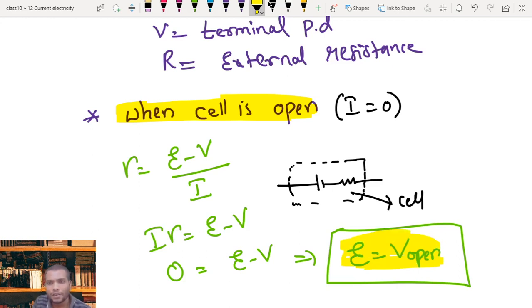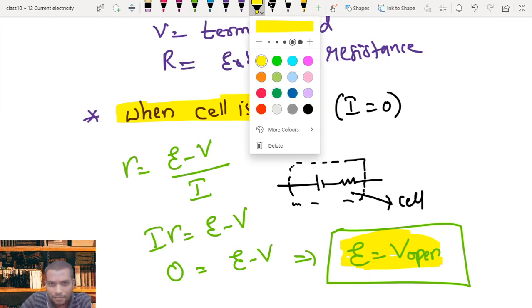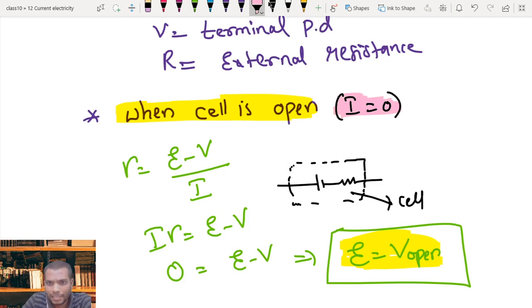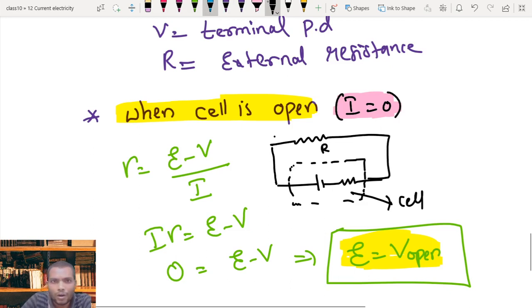How do we define EMF? If there is no external load connected, the potential difference across the cell is defined as the EMF of the cell. So when there is no external load connected, obviously the current value becomes 0. That is what happened here, I equal to 0. It means this external load, this load R, is not connected. I'll make a cross. So that is R equal to 0.